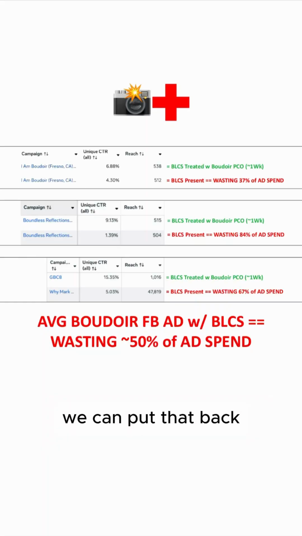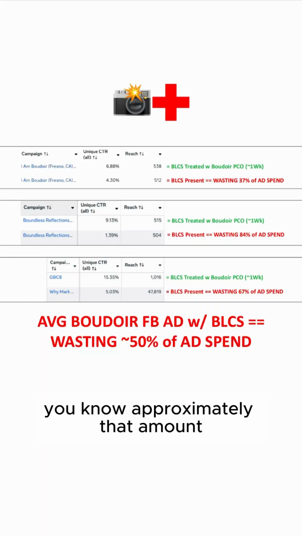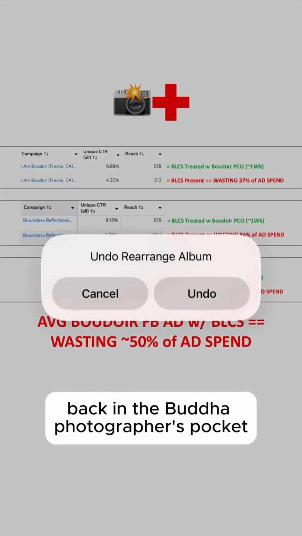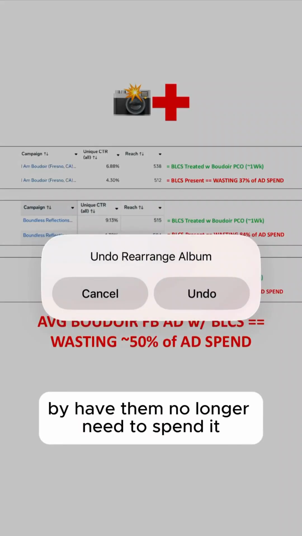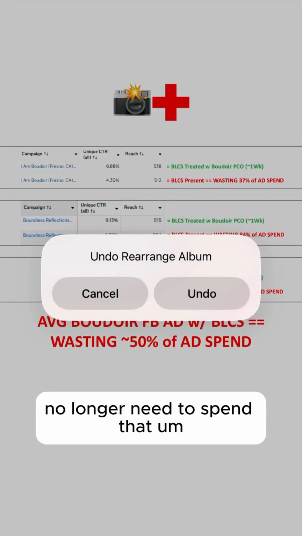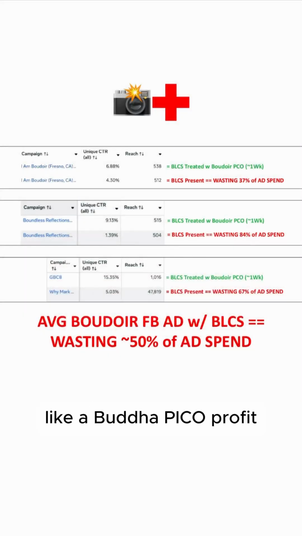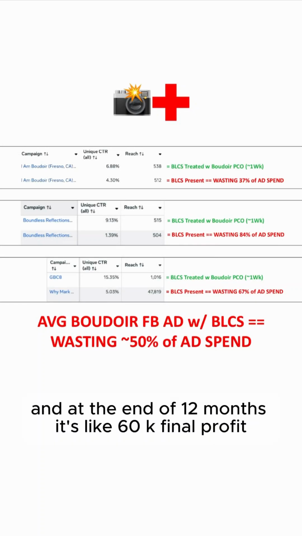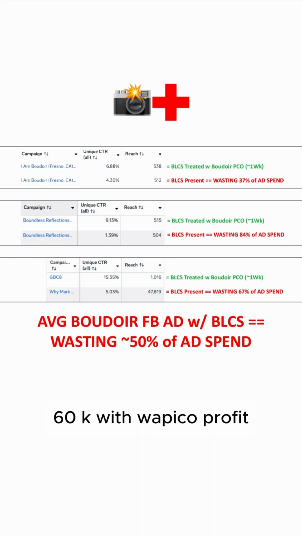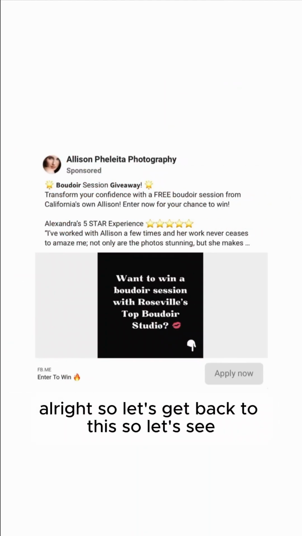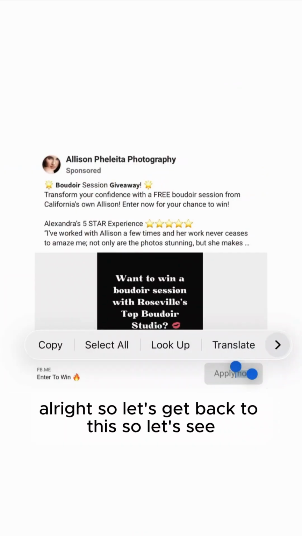And we can put that approximate amount back in the Boudoir photographer's pocket by having them no longer need to spend it. So it'd be, again, a phantom profit, like a Boudoir Pico profit. And at the end of 12 months, it's like 60K phantom profit, 60K Boudoir Pico profit. All right, so let's get back to this.